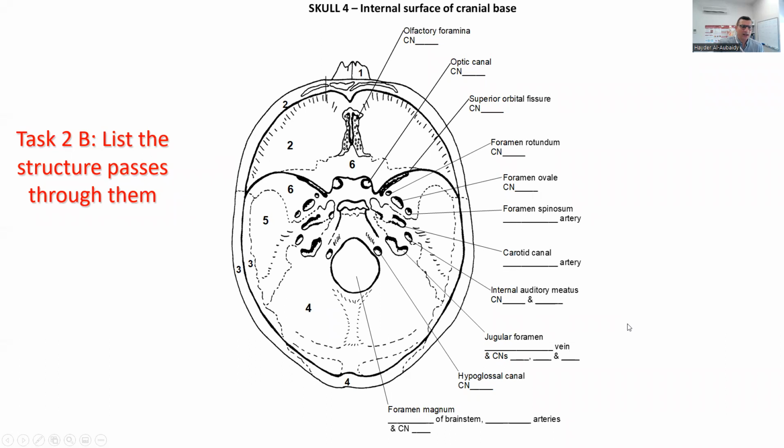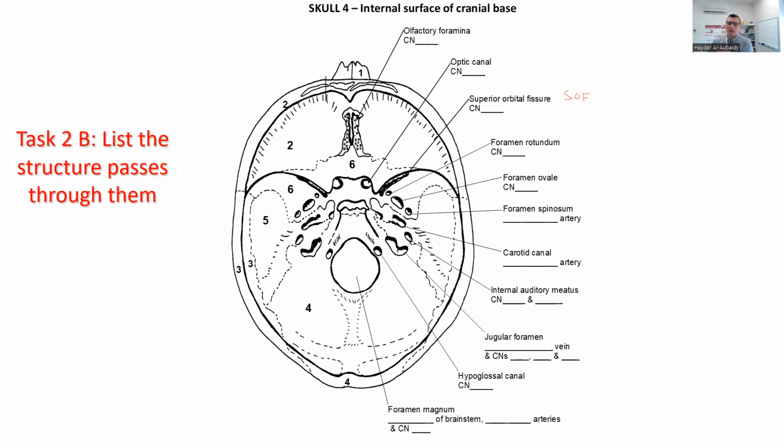Rafaela, sorry if I mispronounce your name, is asking what does SOF stand for? Can anyone help us with the answer? Superior orbital fissure. Thank you, Saurabh. So this is the SOF, superior orbital fissure.